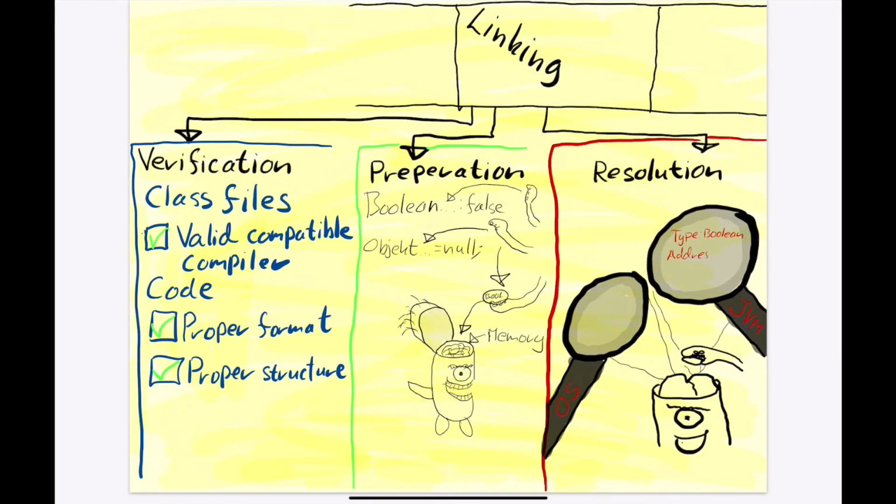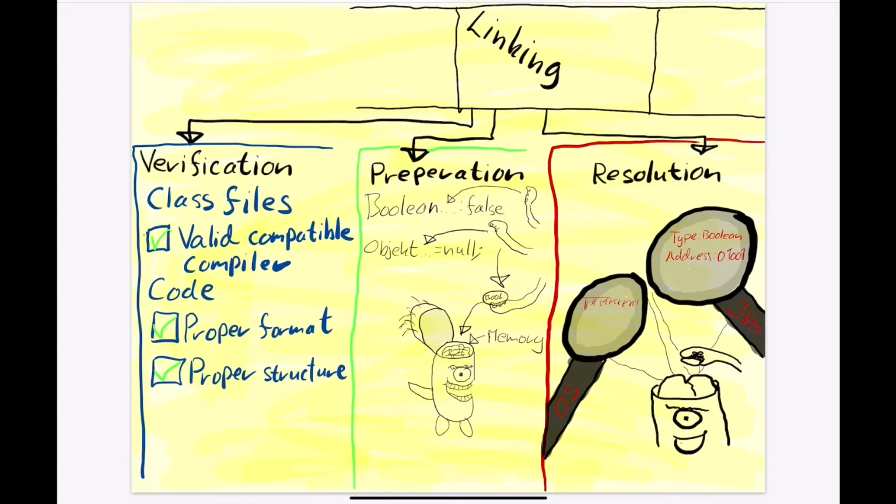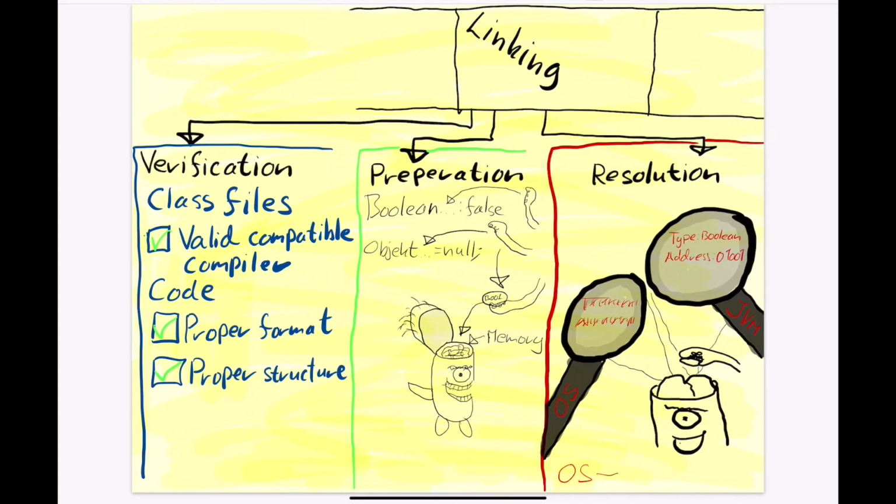Finally, the resolution step provides the different variables and methods a standard local address where they can be accessed by the JVM layer. This is a necessary step since the operating system can't access variables through names given as strings.